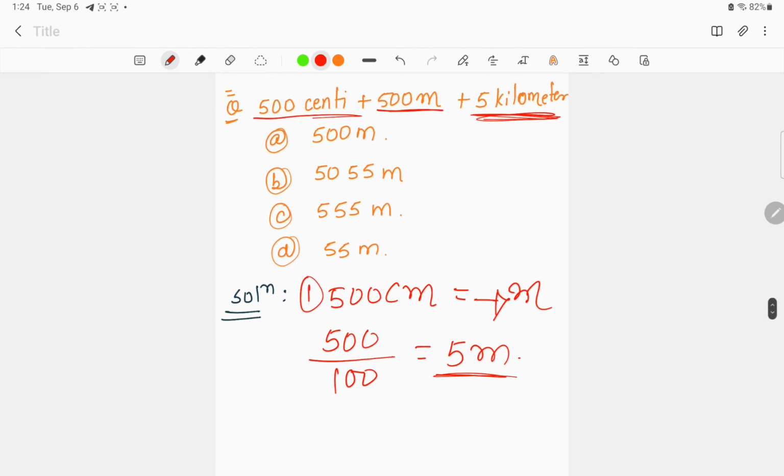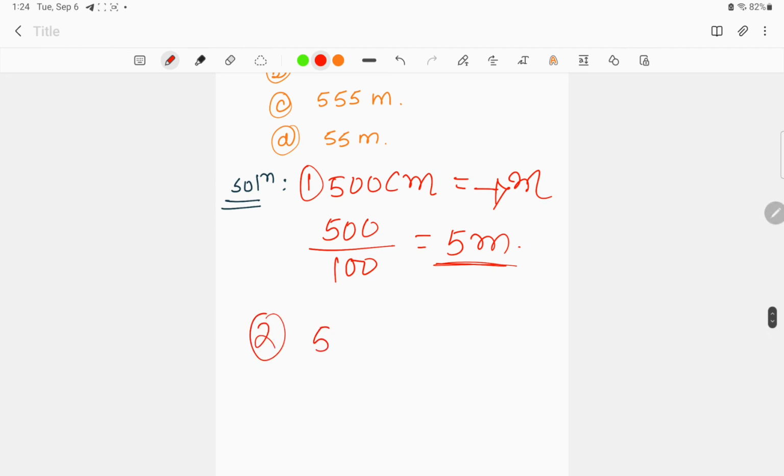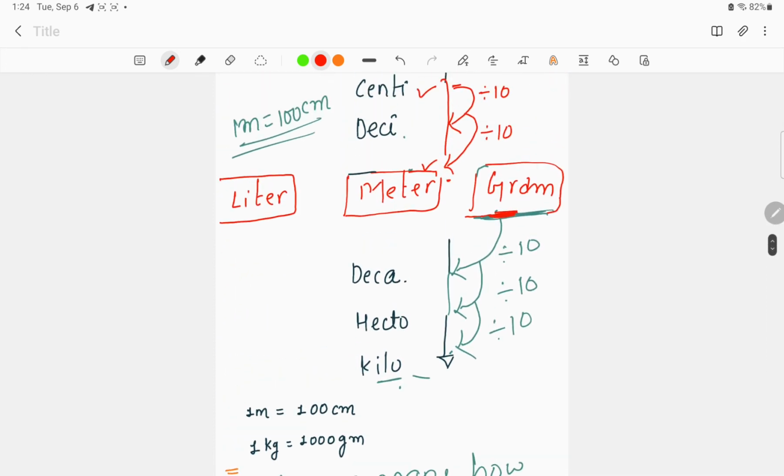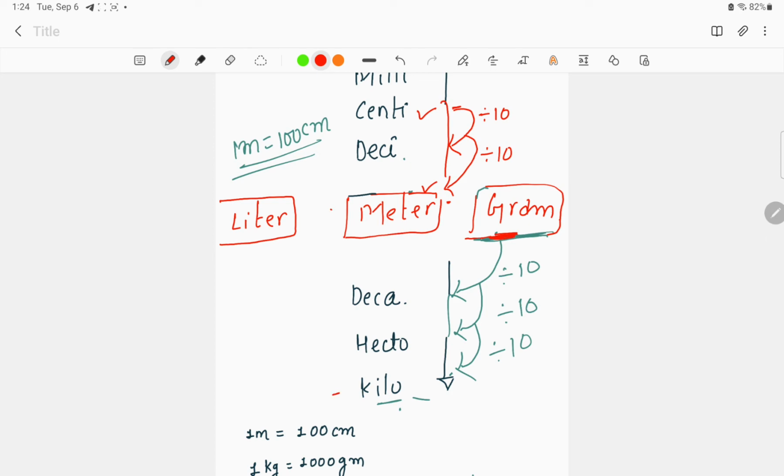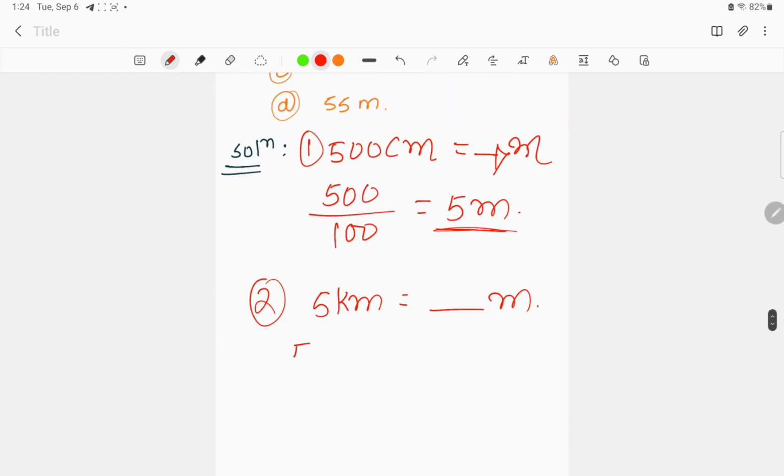Now in the second step we have to convert the 5 kilometer into meter. Go to the chart once. We have to convert kilometer into meter, so here we are going upwards, from kilometer to hecto, hecto to deca, deca to meter. How many steps upwards are we going? We are going 3 steps upwards. For each step we multiply by 10, so we will multiply by 1000. The answer will be 5 into 1000 is equal to 5000 meter. So 5 kilometer is equal to 5000 meter.